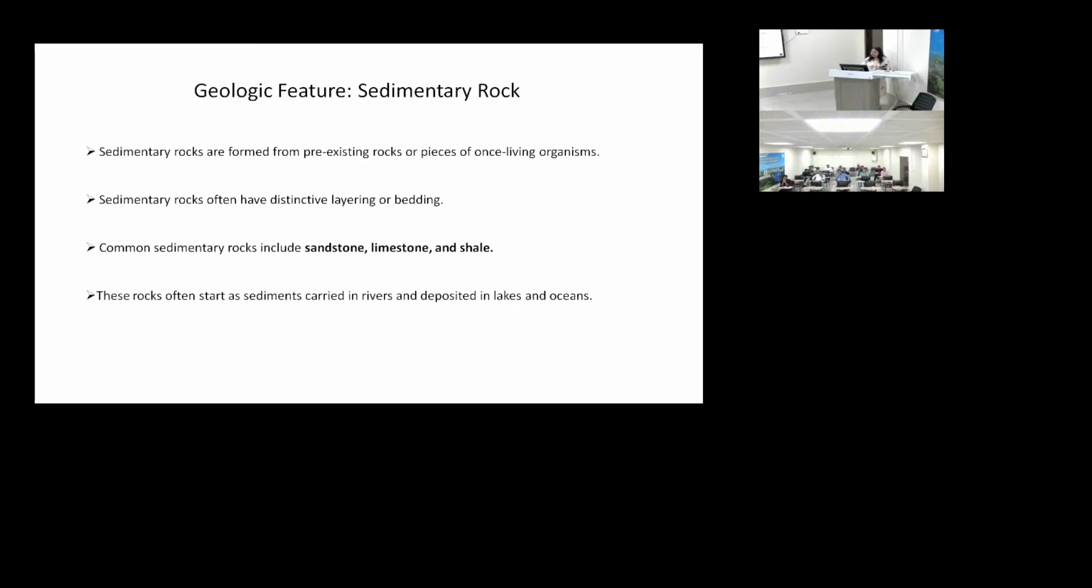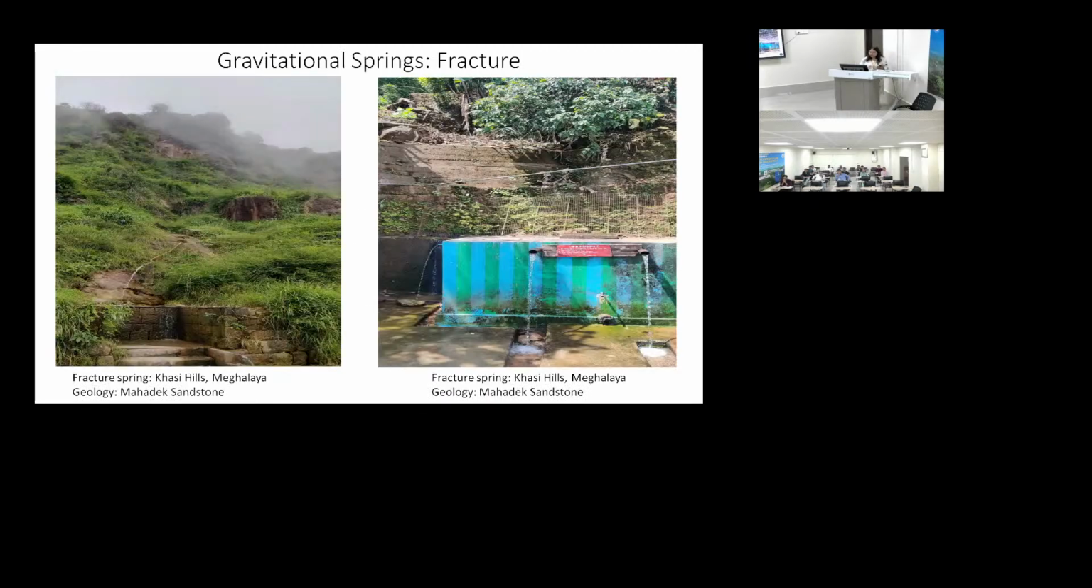In sedimentary rocks, the most common types are sandstone, limestone, and shale. In sandstones also, it has to be secondary porosity, like it has to be fractured or faulted, then only will you have porosity, and groundwater can flow through those conduits and occur on the surface as a spring.